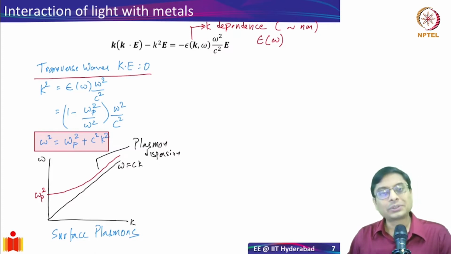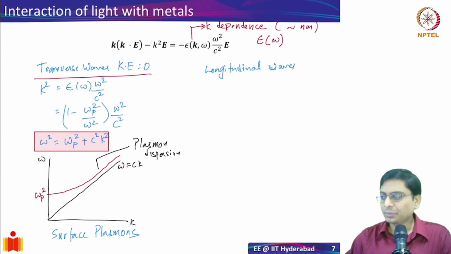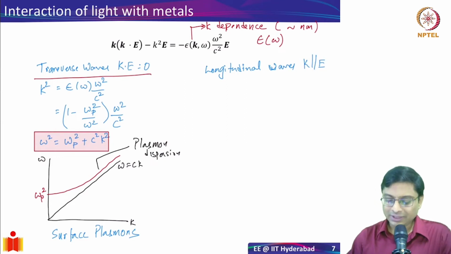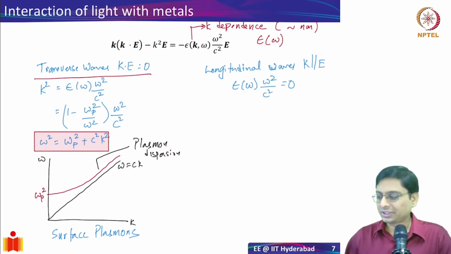In addition, you can also have longitudinal waves. Okay, what do I mean by longitudinal waves? Wherein you basically have k parallel to E. When you have such a scenario, your dispersion, on the left side in the equation here, on the top, the left side becomes 0. Essentially, your dispersion becomes epsilon of omega times omega square by c square equal to 0. The trivial solution is no frequency, right? Omega equal to 0. This is valid.